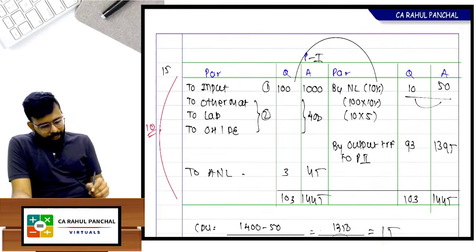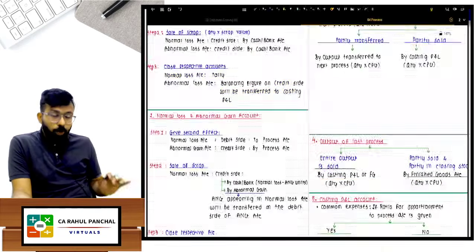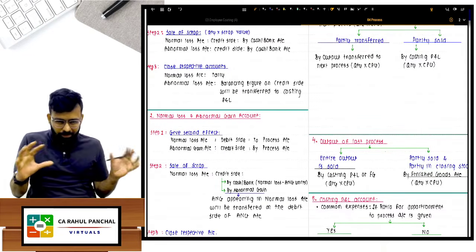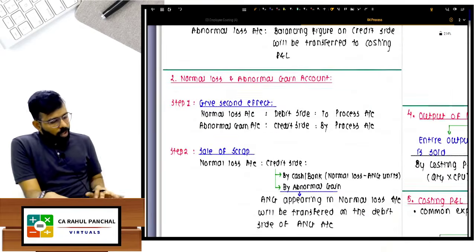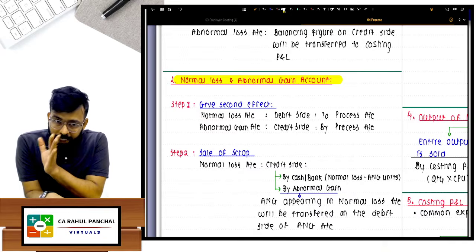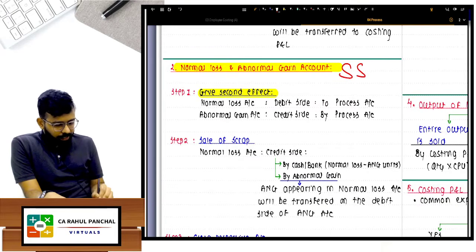Now what will happen? Again, I'm just giving you the idea. Please do refer to this video again, watch it properly. Everything will be done in a short span of time. I'm trying to revise all points. Now guys, this is a combination of normal loss and abnormal gain. Listen to this. Give the second effect, SSC: second effect, sell the scrap, close the account.